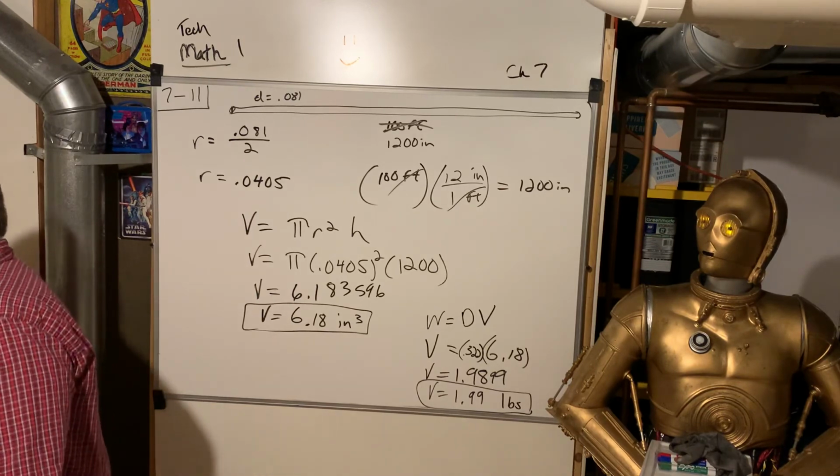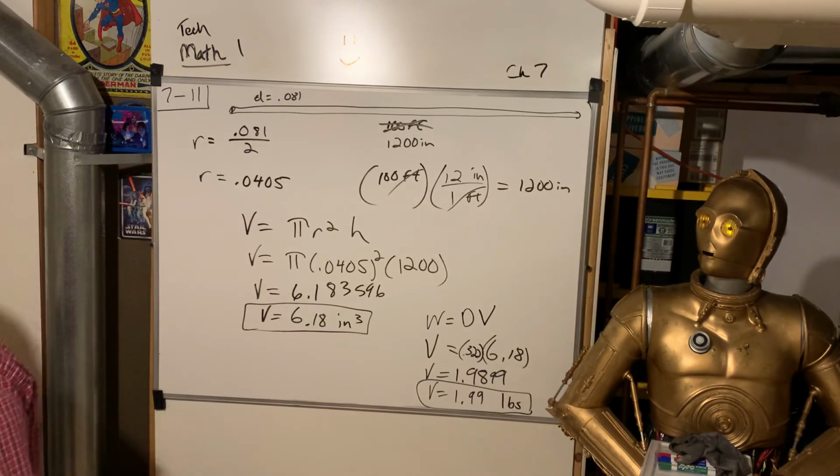All right, that's it for chapter 7 out of the book. We're going to look at the handout, just a couple of problems from the handout on E and F.